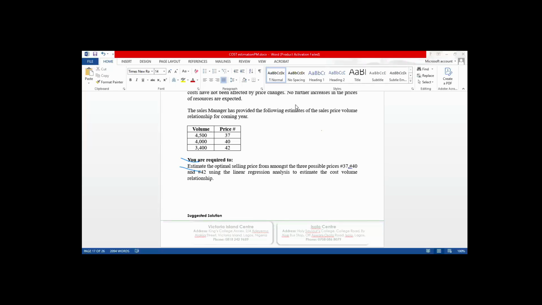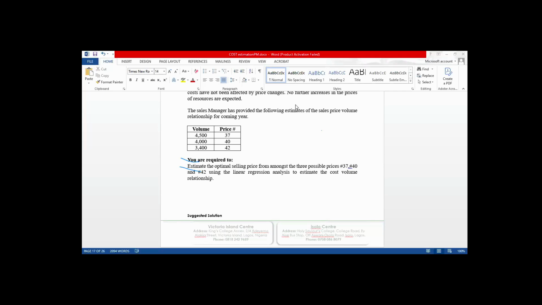Look at it now. Examiner has brought two topics together. Cost estimation has been brought into pricing. Our next topic after this topic, cost estimation, is pricing decision. Two topics have been brought together now. We need to use regression analysis.